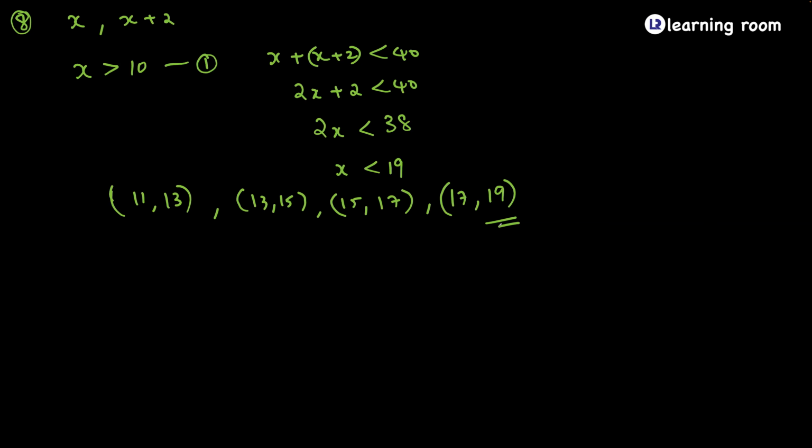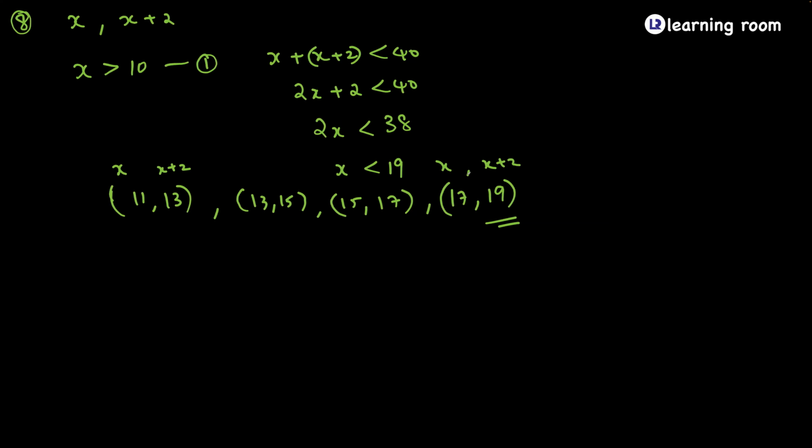But if they take x as 17, then x plus 2 will be 19. Sorry, correct. It is correct. I'm sorry, it is my mistake. It is correct because, listen, this is x, this is x plus 2. So 19 can come. Yeah, 19, 21 you cannot take. Though 19 and 21 will come to exactly 40, you cannot take it.